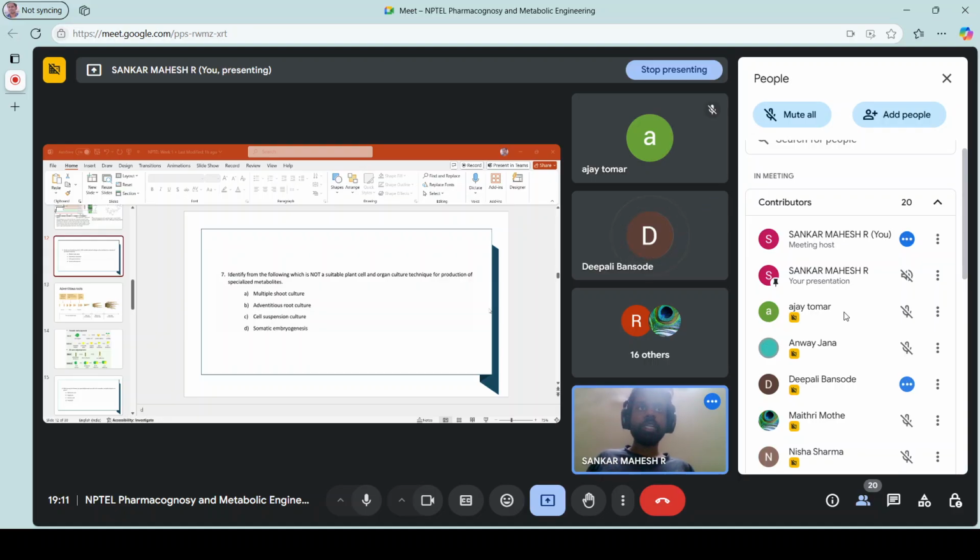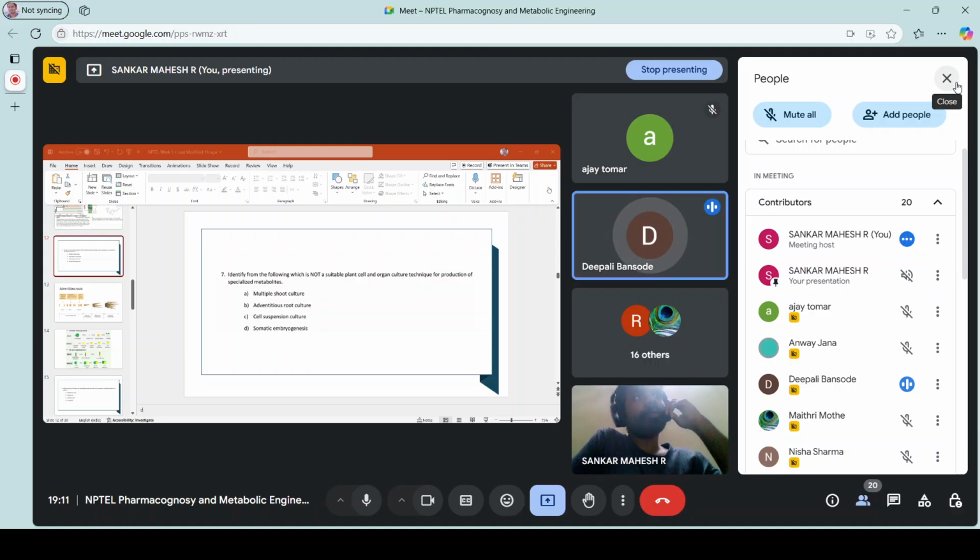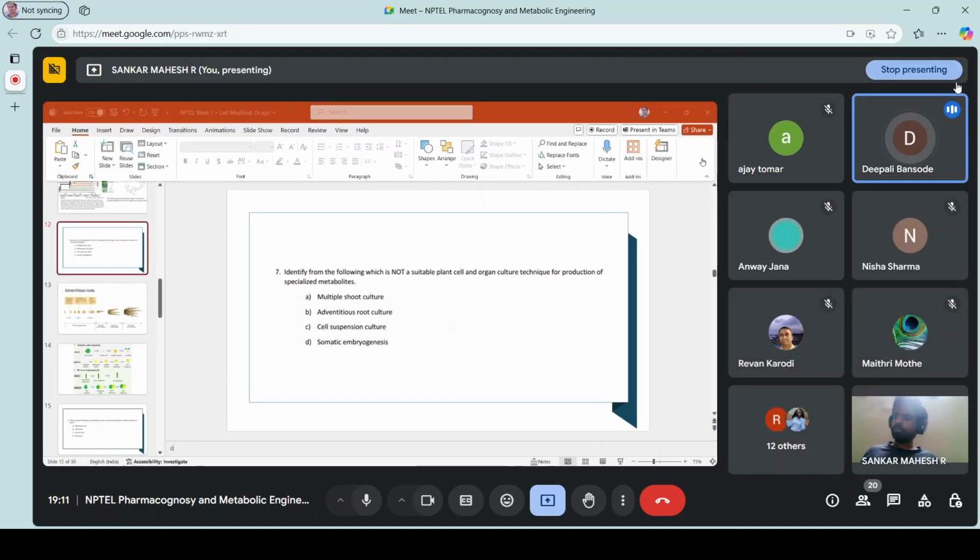Sir, I think the answer for this is C, cell suspension culture, because it is a method to grow cells in a medium. And the others, multiple shoot cultures, adventitious root culture, and somatic embryogenesis, they all can be used for new plants, I mean for PTC, plant tissue culture.